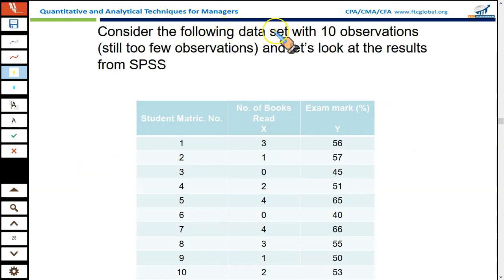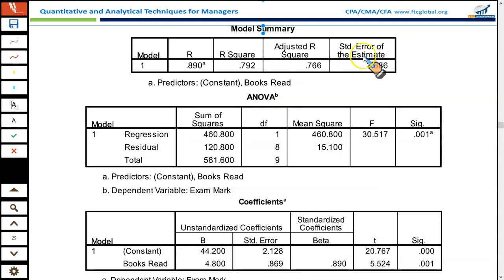Now let us consider a data set with 10 observations. Still too few observations. So let's look at the results from SPSS. These are the number of students, number of books read, and the marks obtained. So basically we are concerned with this. Putting this in SPSS, the result is as follows. This is the result generated by the model. So let us discuss each one by one.